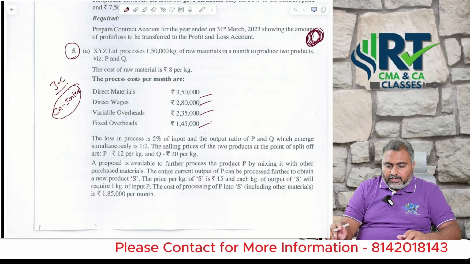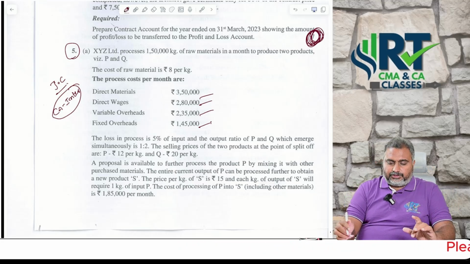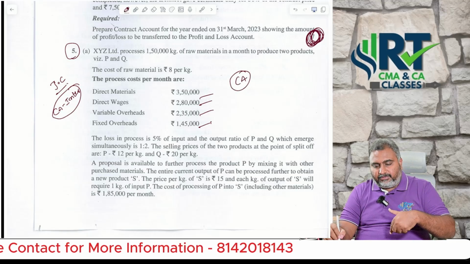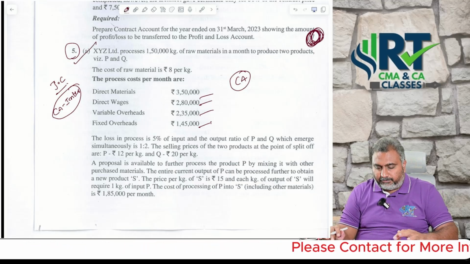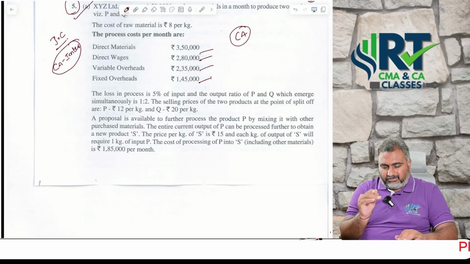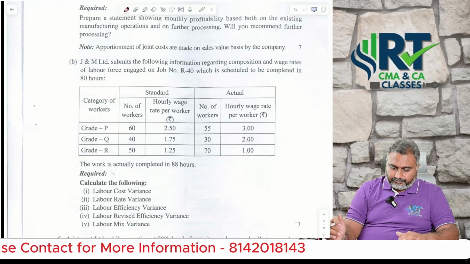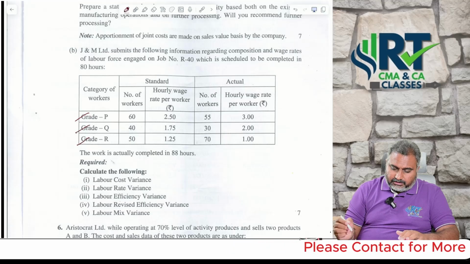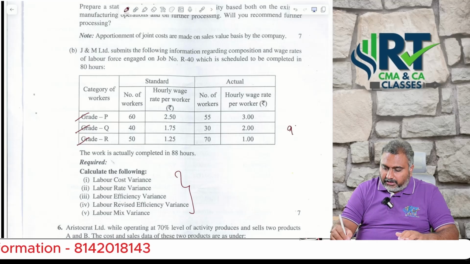If you check this same question in CA Inter, if you have any friends in CA Inter, you can ask them for my material. There you can see this question from the CA Inter cost accounting point of view. But at CMA Inter level, this is a little difficult question from joint costing. I already indicated grade P, grade Q, grade R, standard hours, actual hours, labor variance. That is what I mentioned.